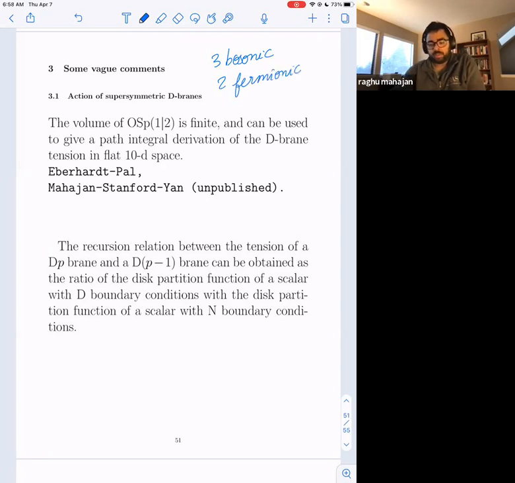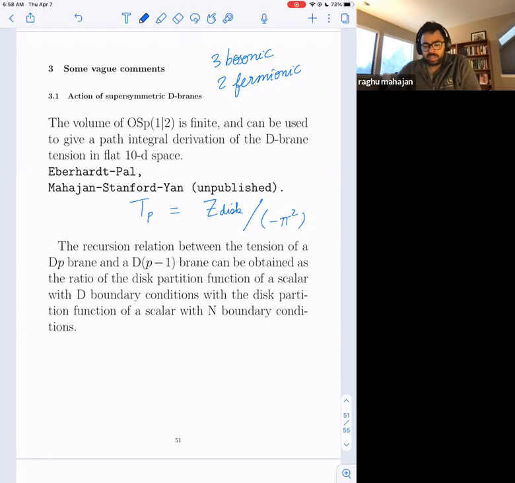the volume of the PSL(2,R), or the super version of it, is finite. And one can use this to compute the tension of a D-p brane. So this would just be the disk partition function with the Neumann and Dirichlet boundary condition appropriate to the value of p, divided by this volume, which is some like negative pi squared or something. It's just some finite number.